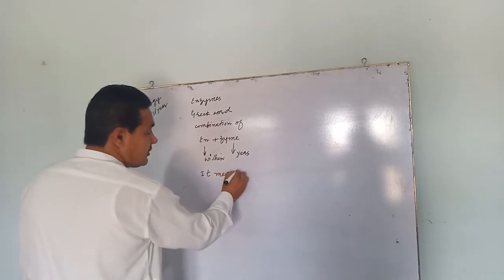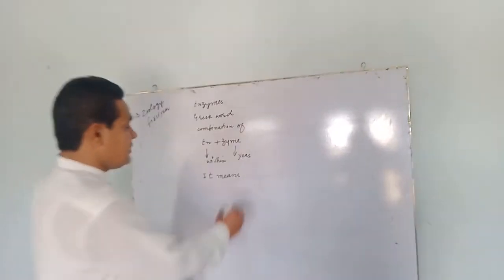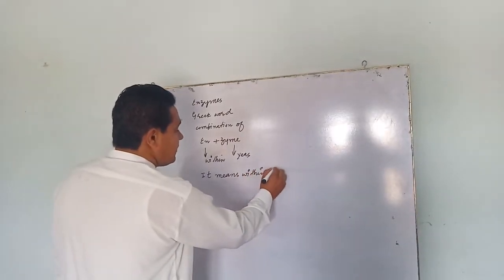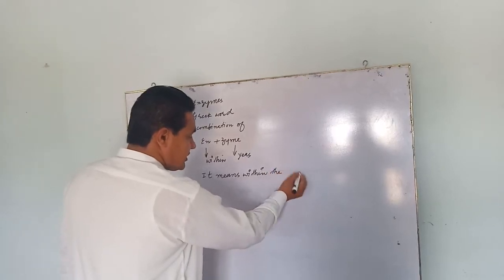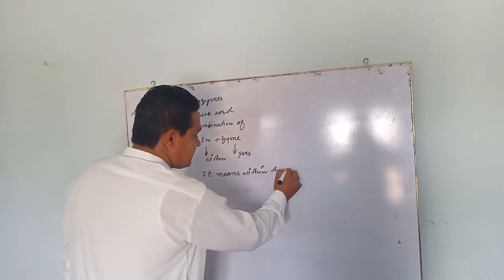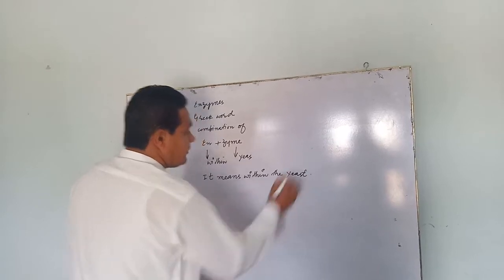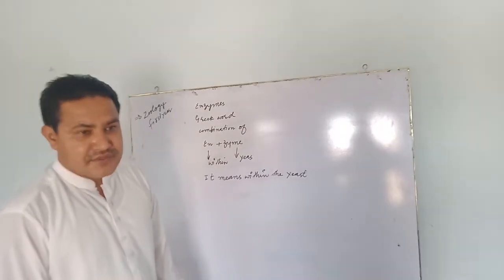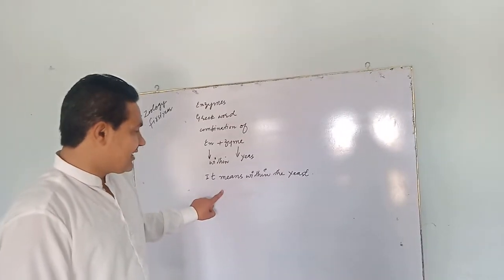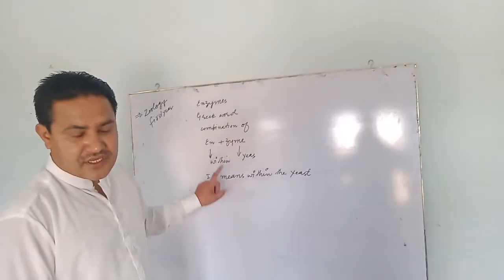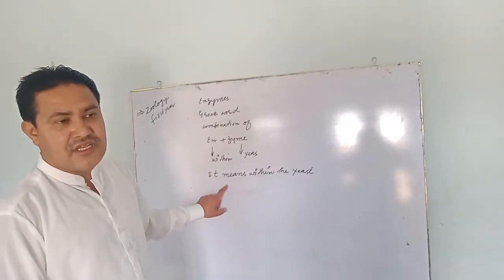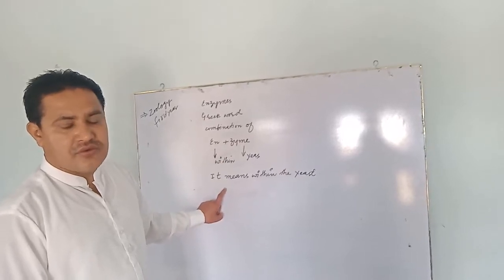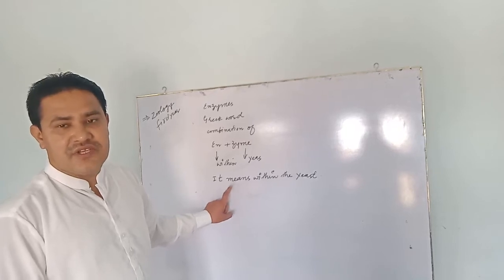It means within the yeast, within the living organism, within the fungi. So, what is the definition of the enzymes? Enzymes are biological catalysts. They speed up the chemical reactions in the living organisms. They help to accelerate the rate of reaction of the living body.